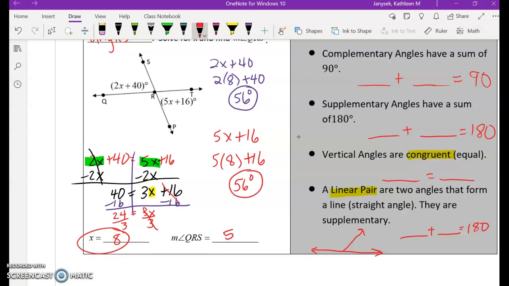Yay! Both angles, doesn't matter which one you do, they should both be the same because vertical angles are congruent or they have the same measure, which in this case, they are both 56 degrees.